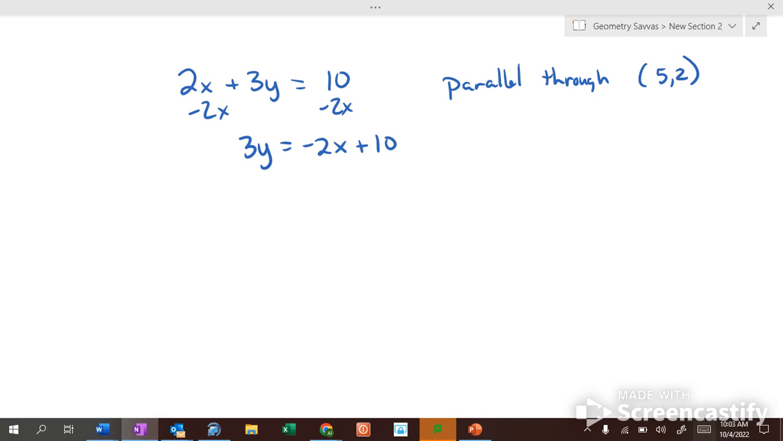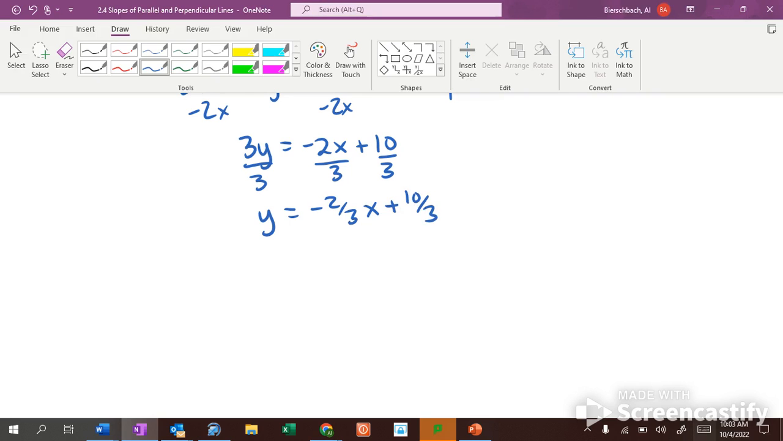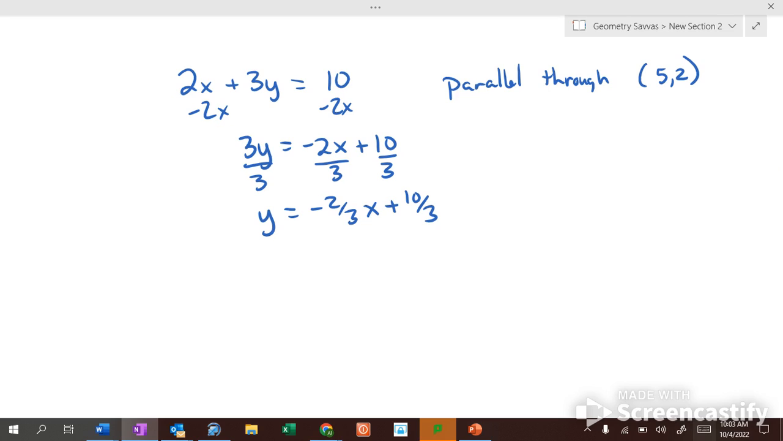Now, I got to do what Ian said. I got to get rid of that 3. What do you do, Justin, to get rid of the 3? If it's 3 times y, to get rid of it, I would divide. So y equals -2/3 x plus 10/3. All right, so what's my slope, Albert?